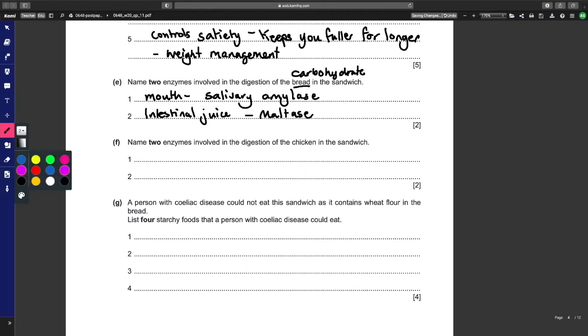Okay, so I'm just going to change the colour of the pen for you guys. There we go.